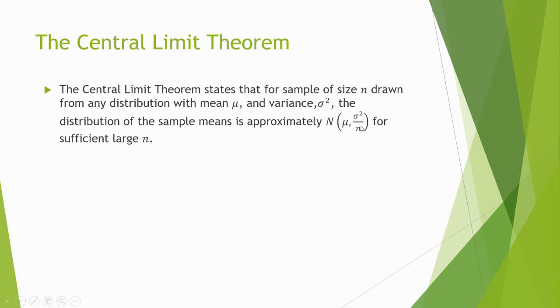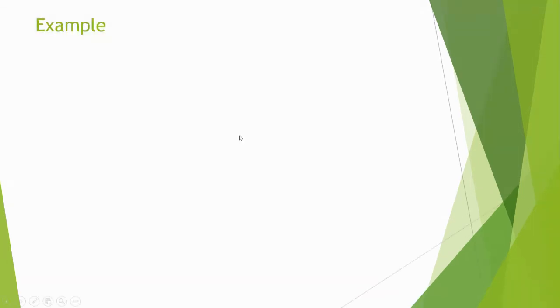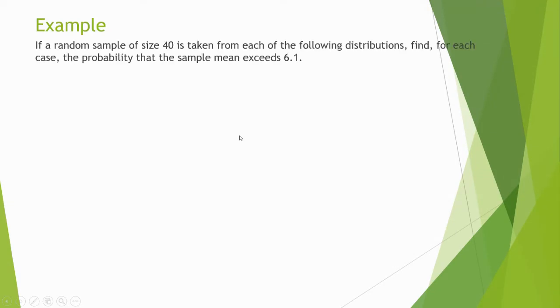N(mu, sigma squared over n). Sigma squared over n is now the variance for your sample mean, for sufficiently large n. Okay, let's look at the example. Basically this is a very short video.